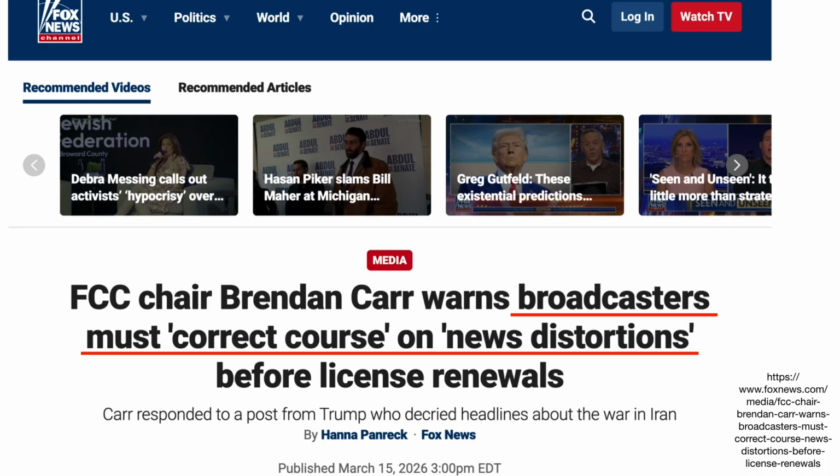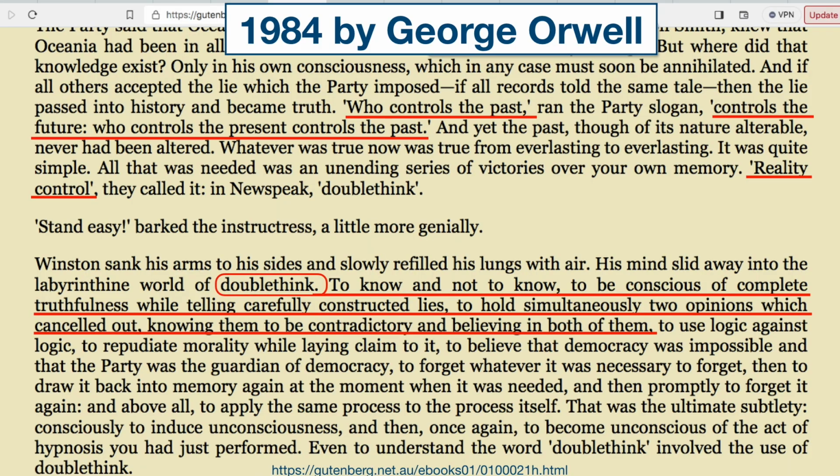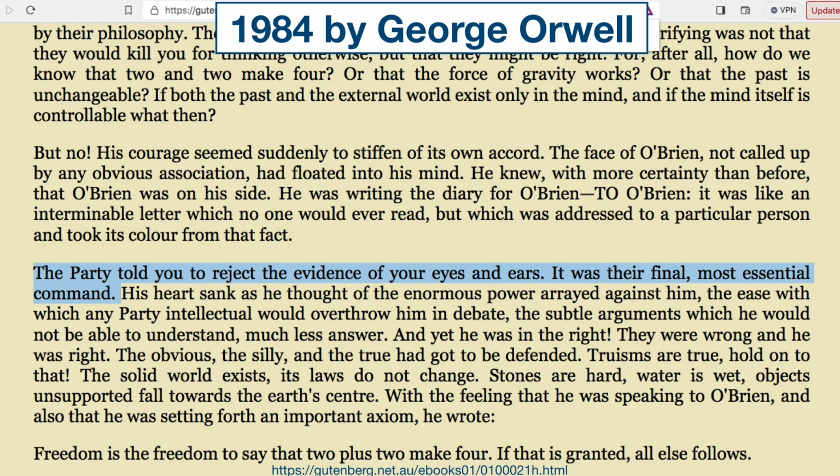We need multiple theories. We need multiple sources of information. Especially today. I don't know if you heard about this last month, but broadcasters must correct course on news distortions or they don't get their license. So who's going to decide what's true? Well, probably the people that are giving them the license, and that'd be the government. And I noticed how nobody trusted the government before, and it kind of reminds me of 1984. Who controls the past controls the future, and who controls the present controls the past. So there's people that get censored that are doing a different narrative, and we saw what happened in COVID. And then it says the party told you to reject the evidence of your eyes and ears. It was the final, most essential command.